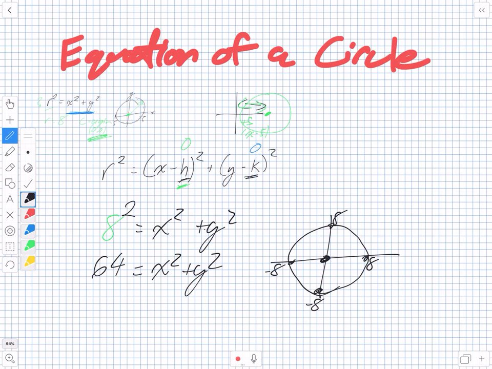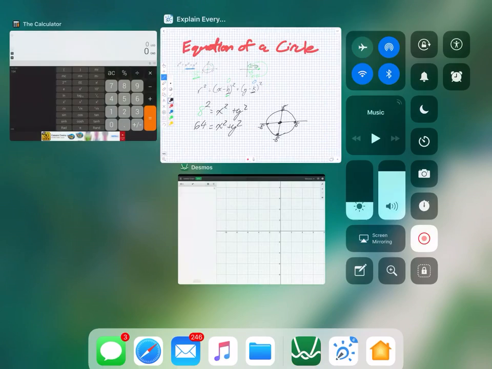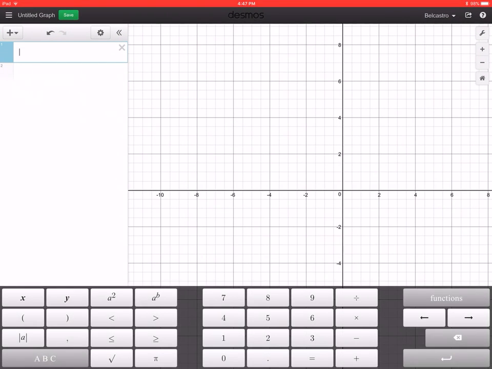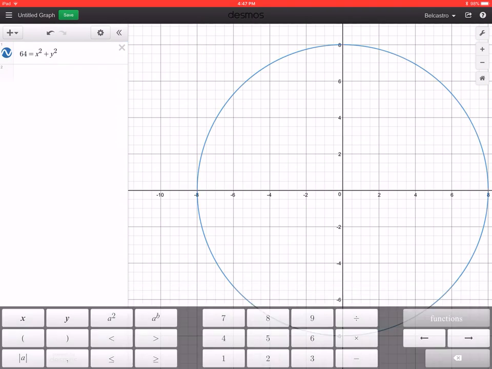That's essentially what your circle looks like. What does that actually look like on a proper program? Let's draw it out. So we have 64 is equal to x squared plus y squared. Okay, and we'll zoom in a little.